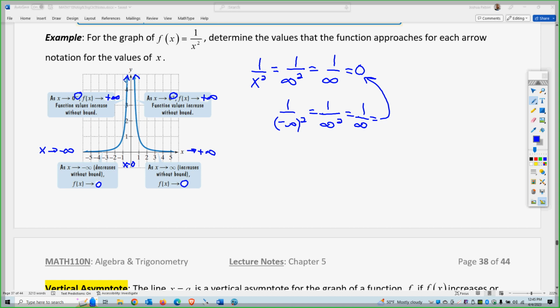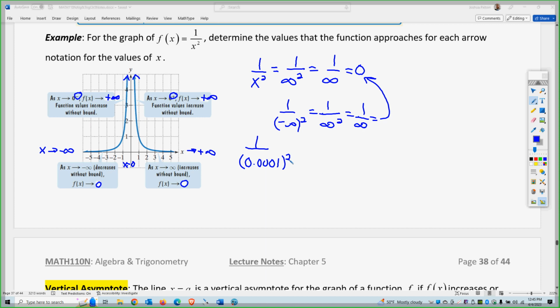It's both going up. And you can prove that to yourself by putting in very small values, right? So you can do 1 over 0.0001 squared, and you'll see as you keep making a smaller and smaller number, it's going to infinity, okay? So that's the basic idea of the arrow notation. What are you approaching, essentially?